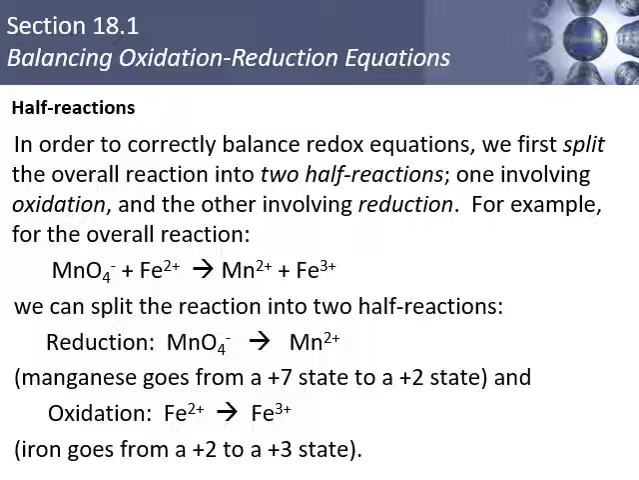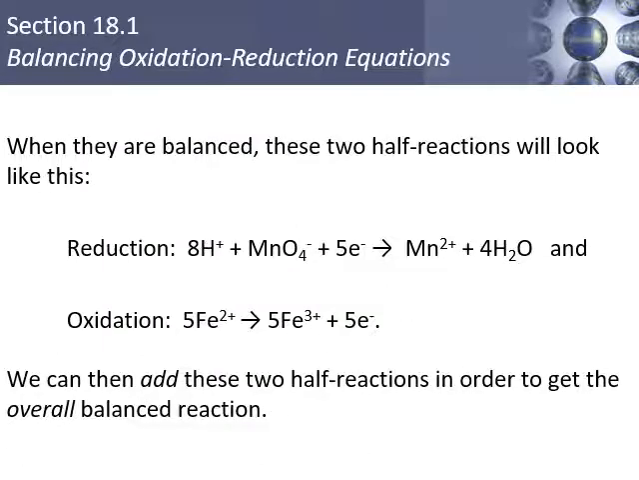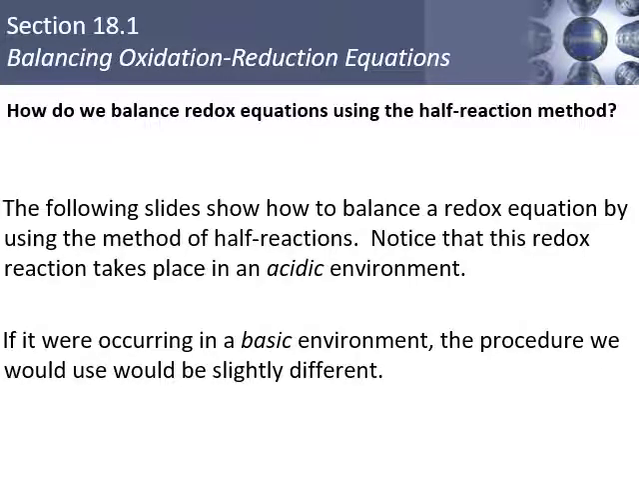So we'll write two half reactions, and then we'll balance those separately and add them back together at the end. We're not going to do this one, so go to the next slide. At the end of this one, if we had done it the way we're going to do it, this is what we would add up together to get the final overall balanced equation. We're not going to do this example. We're going to do another one. So let's go to the next slide.